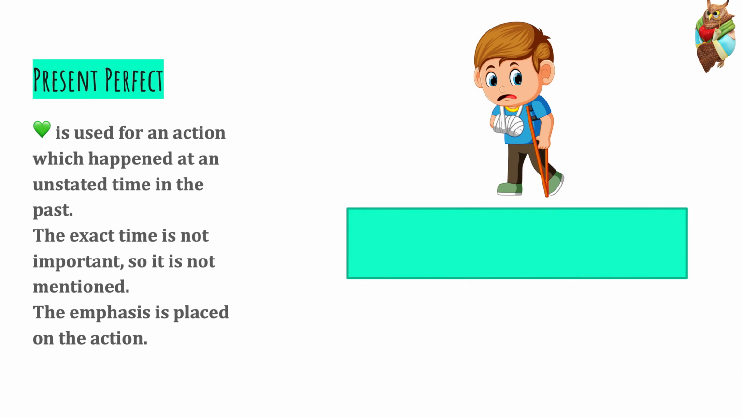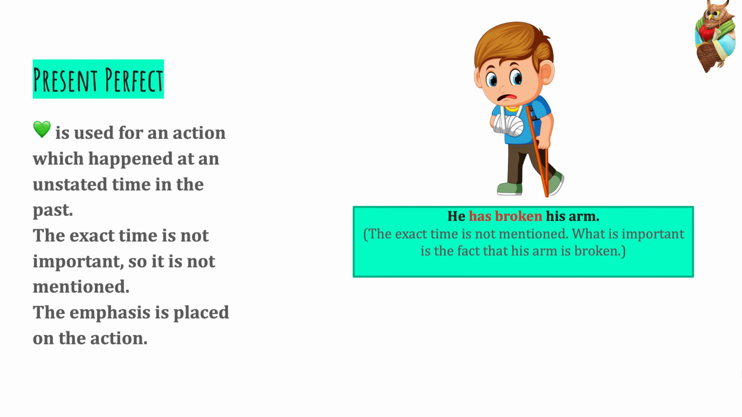What happened? He has broken his arm. No time is mentioned and it's not really important. What is important is that he broke his arm. He has broken his arm. The exact time is not mentioned. What is important is the fact that his arm is broken.